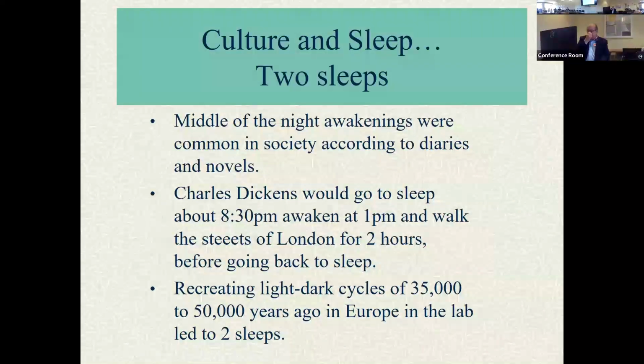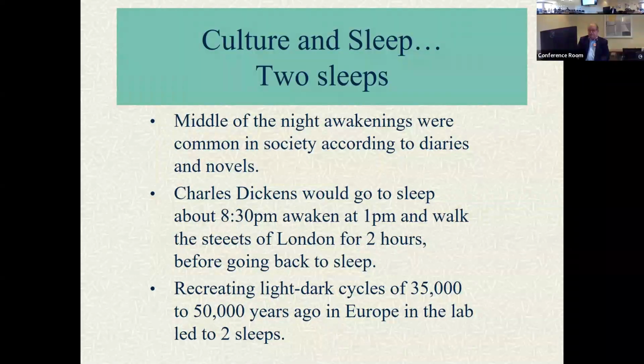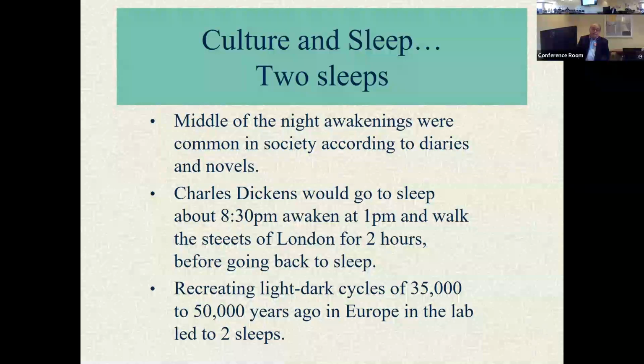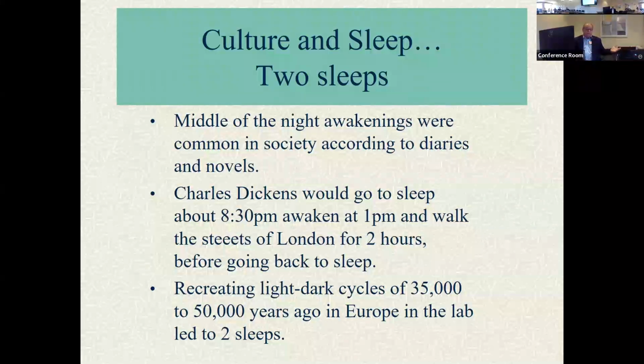Middle of the night awakenings were common. Charles Dickens would go to sleep by 8:30, wake up at 1, and sleep for 2 hours. And in recreating the light-dark cycles of 35 to 50,000 years ago in the lab in Washington, they had people come in and say, okay, you're going to be in a dark, non-electrified place, and they did it for like 3 weeks. What they first found is people slept 10 hours, 11 hours, for 4 or 5 days. Then they snapped back to about 6 hours.